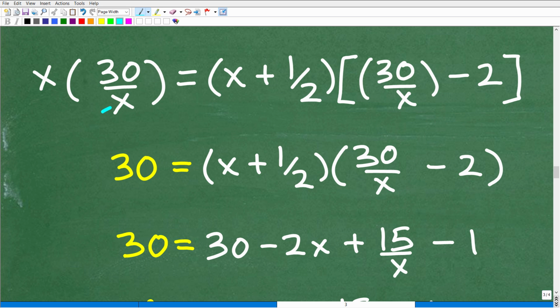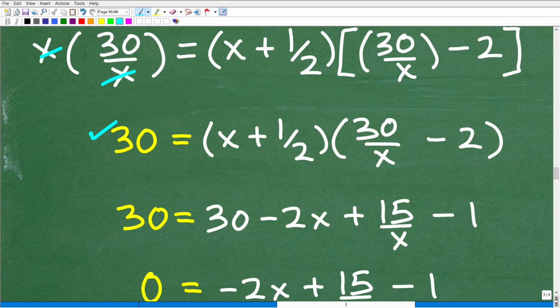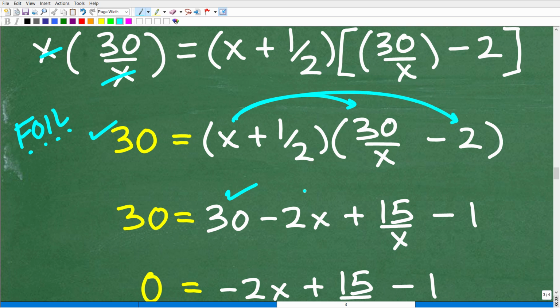Okay, so x times 30 over x, the x's cancel. That leaves me with 30. And then here I have a binomial times another binomial. The way we can do this is using the FOIL technique: first, outer, inner, last. So x times 30 over x is going to be 30, the x's cancel. X times minus 2 is minus 2x. 1/2 times 30 over x is 15 over x. And then 1/2 times minus 2 is negative 1.